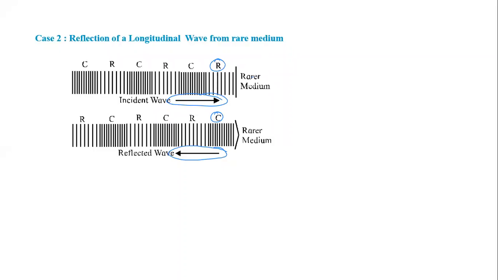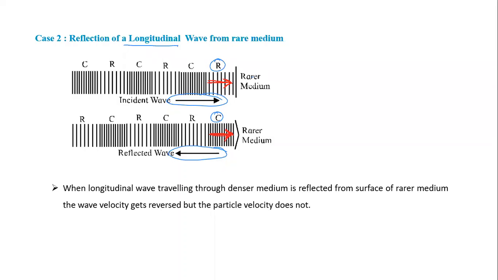When the longitudinal wave is reflected from rare medium, now we discuss the direction of vibration of particles. Here, if the particles are vibrating in this direction, then after reflection, this compression also has a particle vibration in the same direction. So particle velocity is not reversed. Particle velocity remains the same. So the phase change is zero here. So the conclusions are: particle velocity does not reverse, wave velocity is reversed.